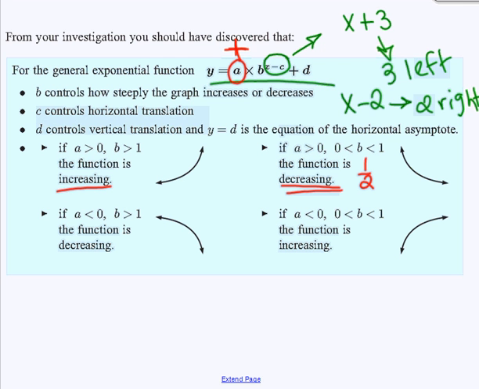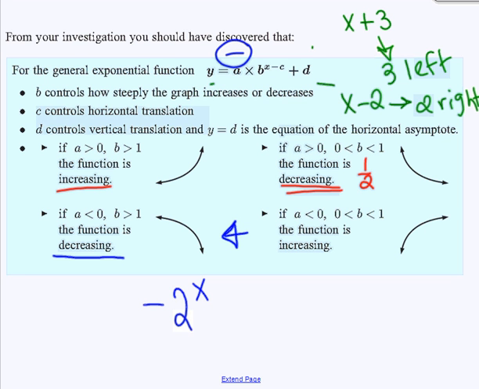If a is negative, and b is greater than 1, for example -2 to the x, we looked at a graph of that. It has this form. It's a decreasing function. It's getting smaller over time.